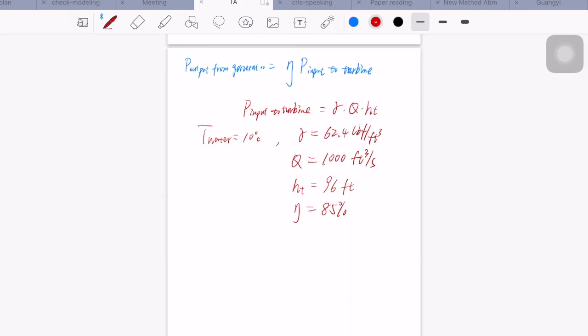So we can get that the P output, the power from the generator, should be equal to 503,880 pounds force times feet per second, and it is 61.46 horsepower.